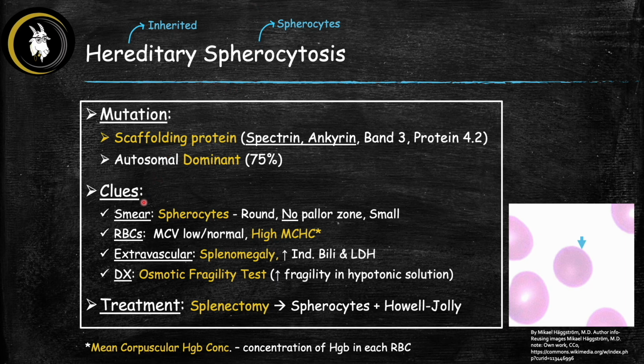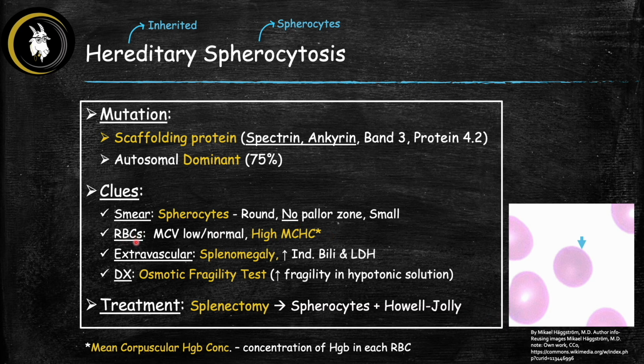So now let's talk about these clues that are going to help you make the diagnosis. The first one, most important, is that you're actually going to see spherocytes when you look at a blood smear, and spherocytes have three features that are different than normal red blood cells. Number one, they're more round compared to normal red blood cells. Number two, they don't have a central zone of pallor that you normally see here. And then finally, number three, they're smaller in size compared to normal red blood cells.